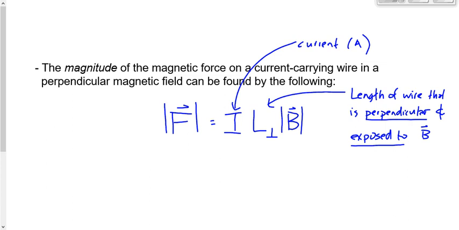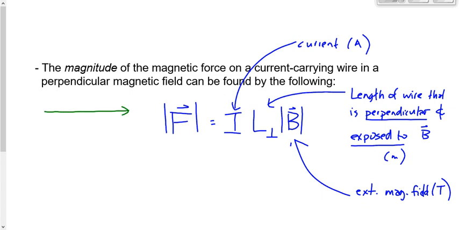Got it? If it's outside of the magnetic field, don't count it. And that's going to be measured in meters, by the way. And this is the external magnetic field. And that's going to be measured in Tesla. So for instance, let's say we have a magnetic field like this. Okay, there's my magnetic field pointing to the right. I have a wire like this.